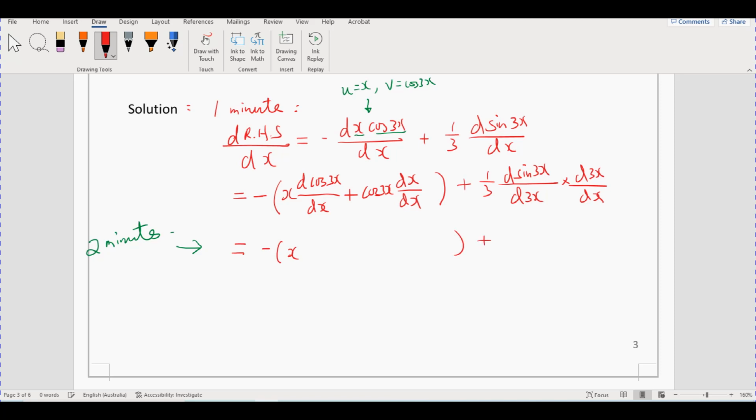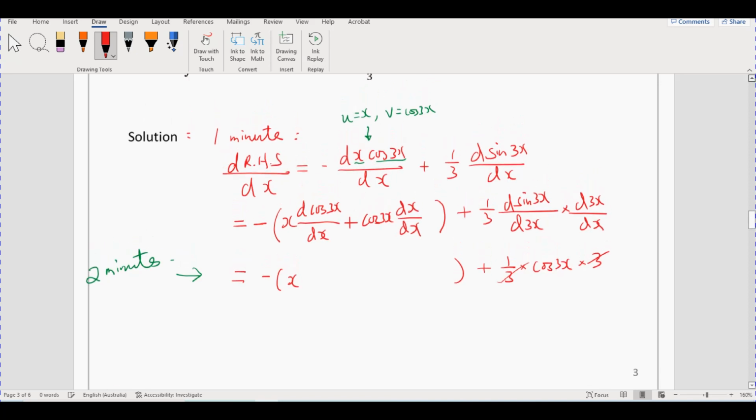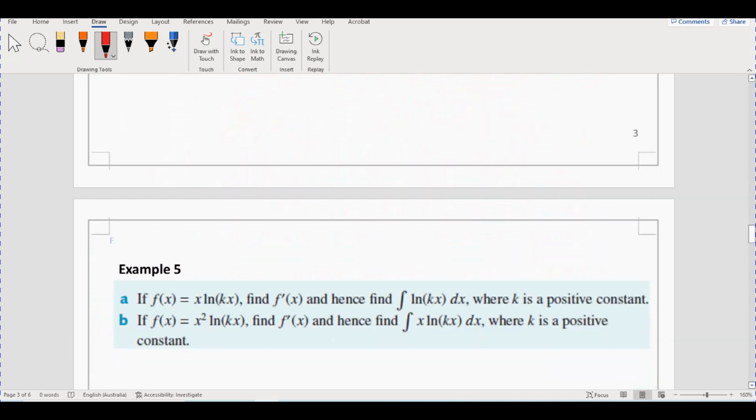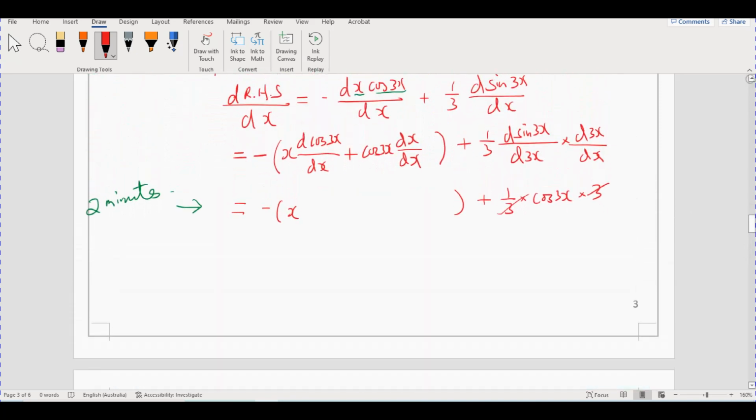Okay, so the second part just equals 1/3, 1/3, that's cos 3x, and that's just 3. So 1/3 times 3, they just cancel out. So it's just cos 3x. And for that one, remember when you differentiate cos 3x, you need to do similar things like what we did for sine 3x. You need a chain rule for that.